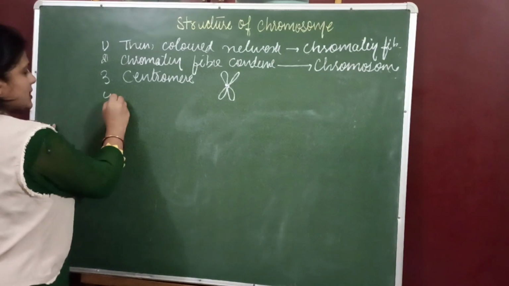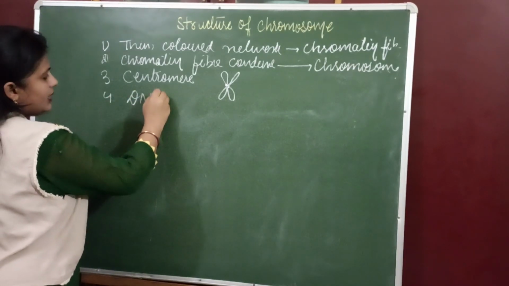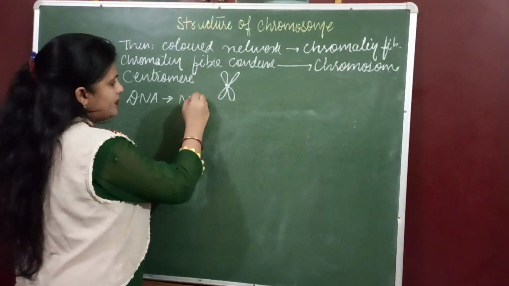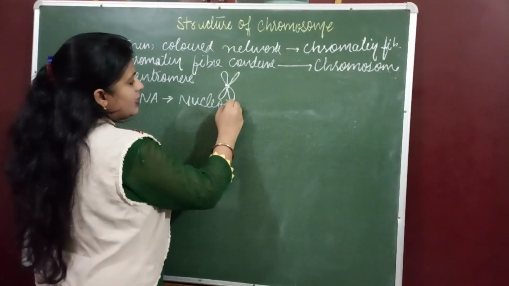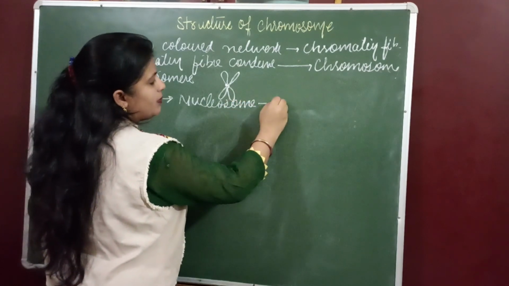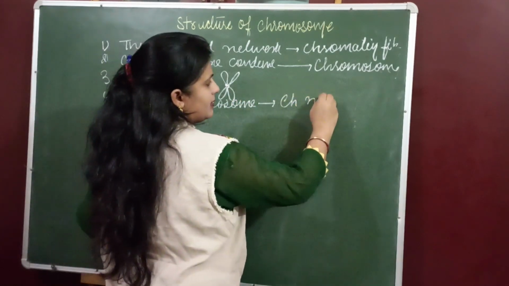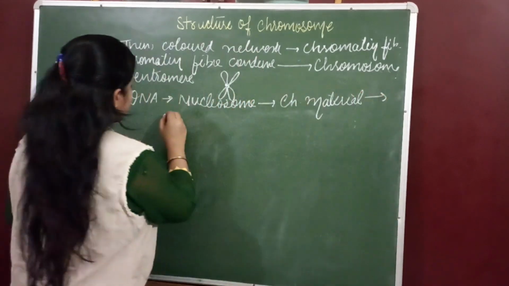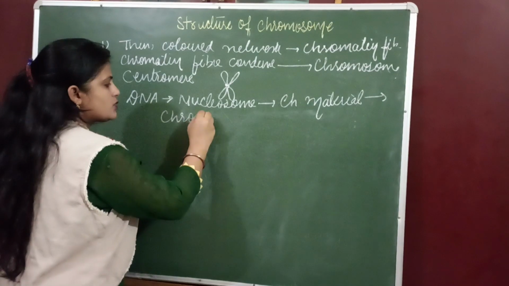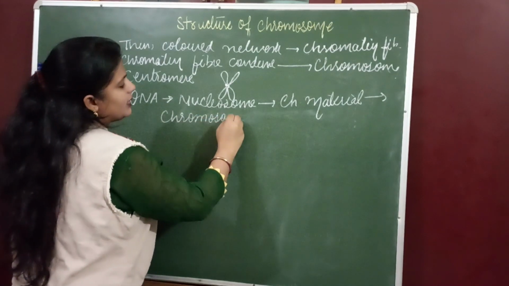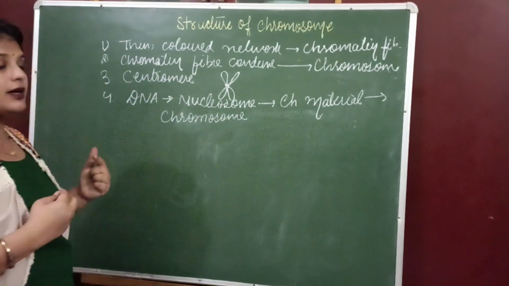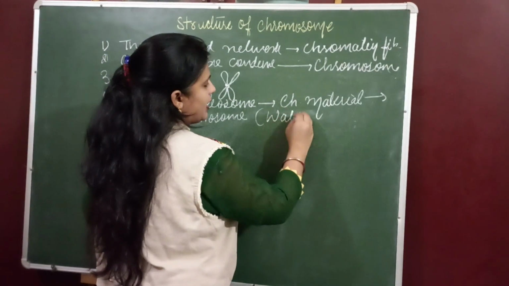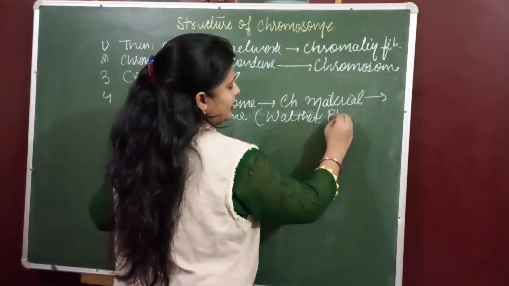The correct sequence is DNA. Now DNA combines with 8 histone proteins and forms nucleosome. Now nucleosome coils and forms chromatin material. And this chromatin material condenses and forms chromosome. Now another important question is, who discovered the structure of chromosome? The structure of chromosome was discovered by Walter Fleming.